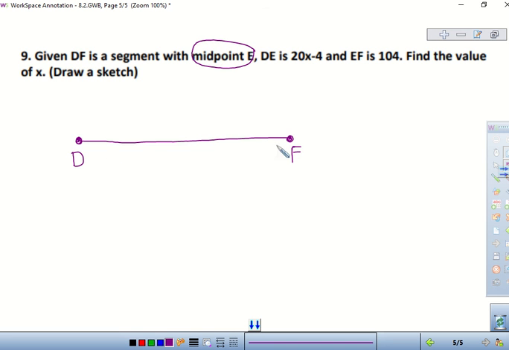We have our line segment DF, but they tell us that E is a midpoint. E being a midpoint is really special. A midpoint means that these two pieces are what? We're just getting our setup first. If this is a midpoint, these two segments must be what?